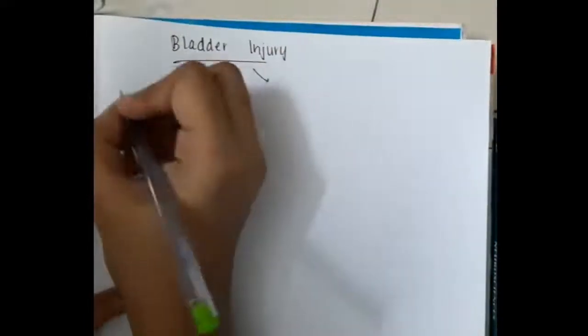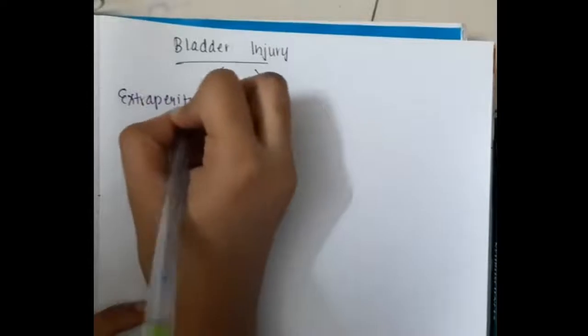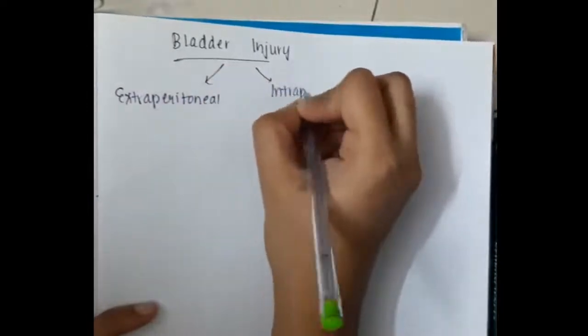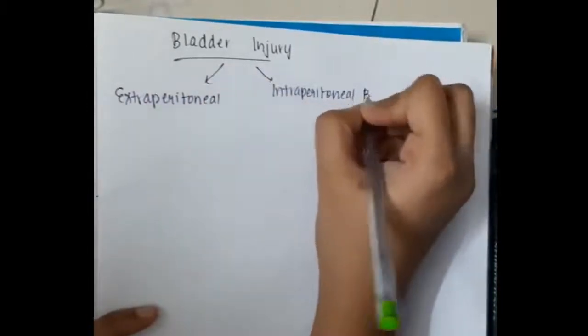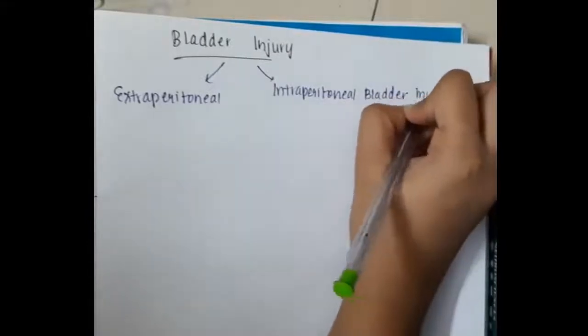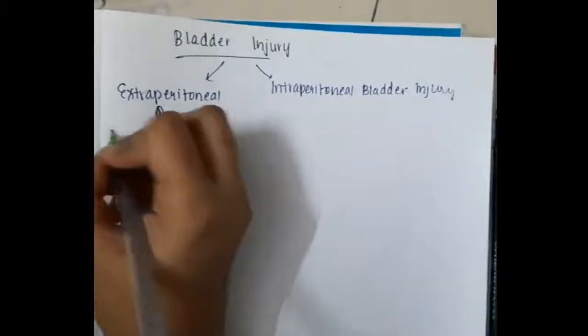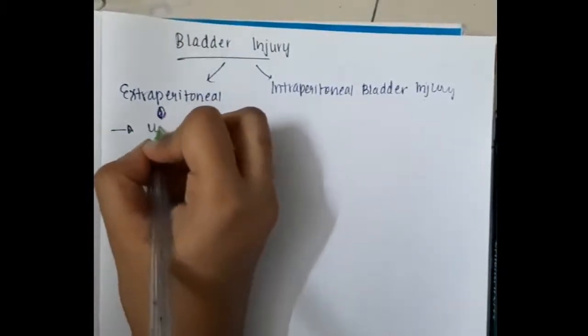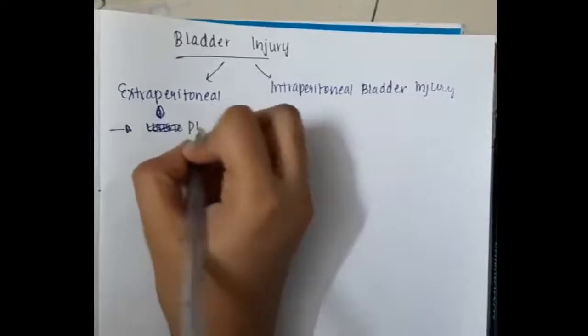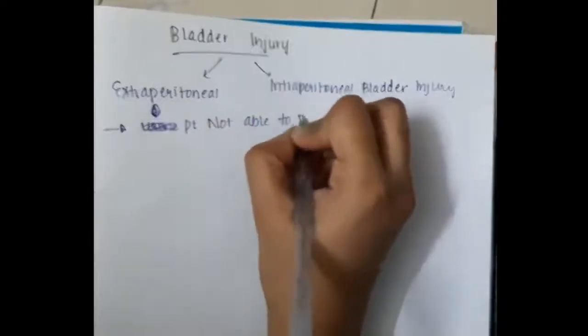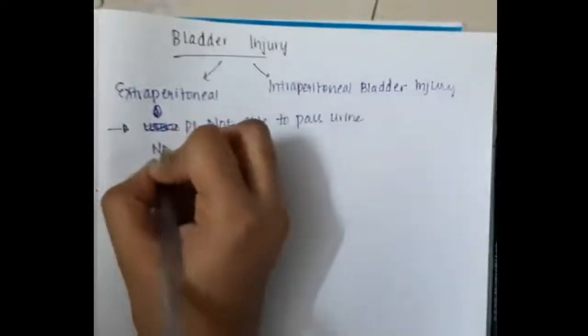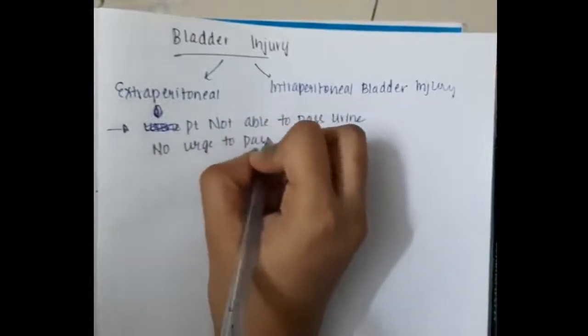Hello friends, let us now learn some important points about bladder injury. Bladder injury is of two types: extraperitoneal bladder injury and intraperitoneal bladder injury. In both cases, the patient will not be able to pass urine because of the injury, and the patient has no urge to pass urine.